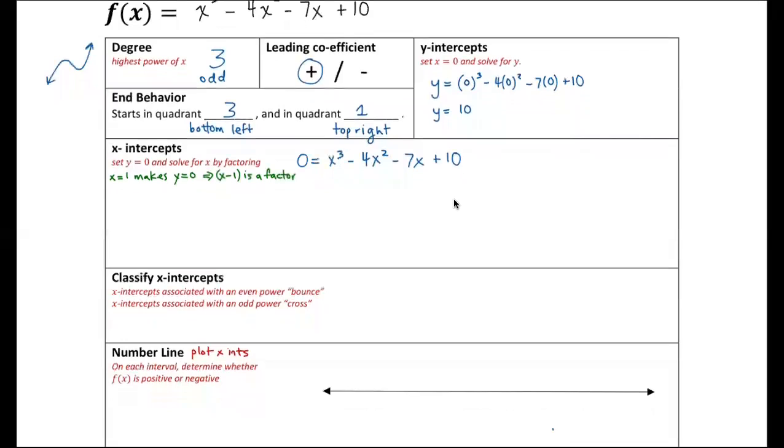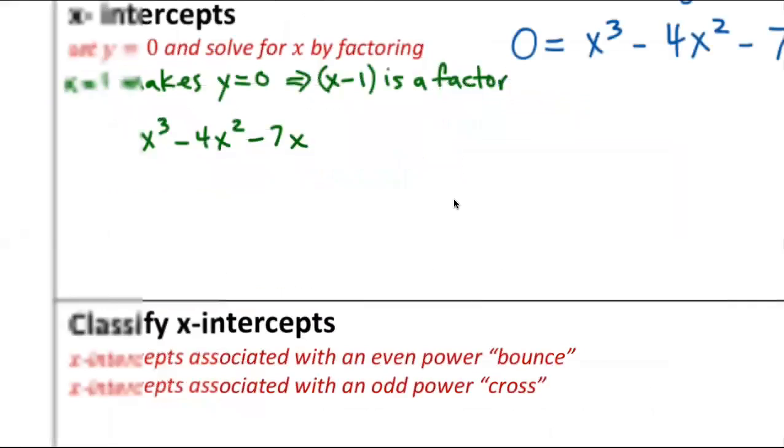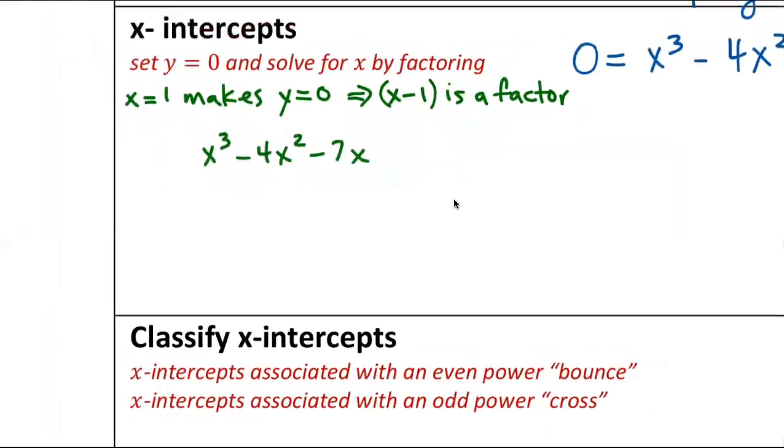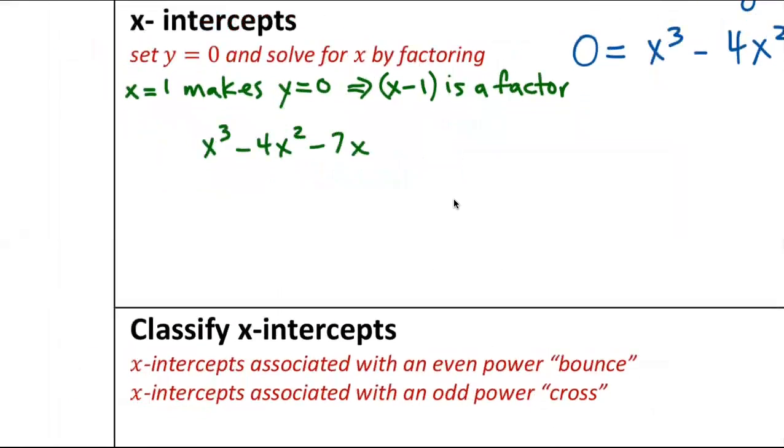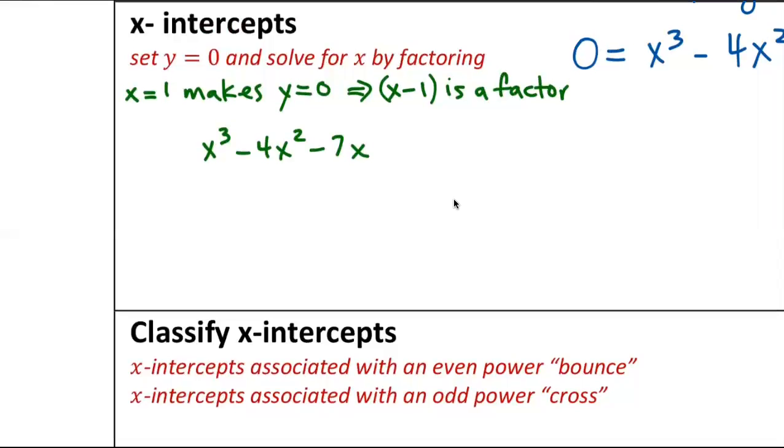So I'm going to take my x to the 3 minus 4x squared minus 7x. If it's okay with you, I'm just going to zoom this in so we can actually see what I'm doing here. Okay, so we've got minus 7x, and then, oh, now I've even forgotten what the problem was, plus 10. Okay, and we're going to take that and divide it by x minus 1.